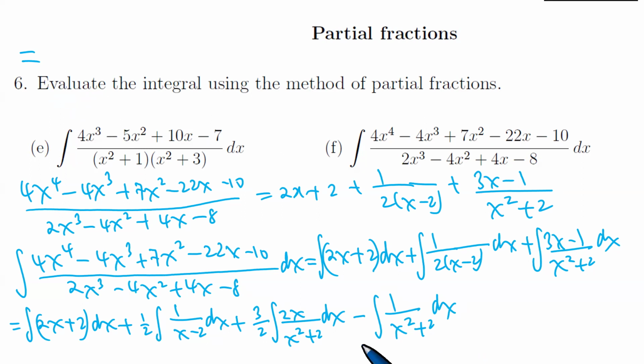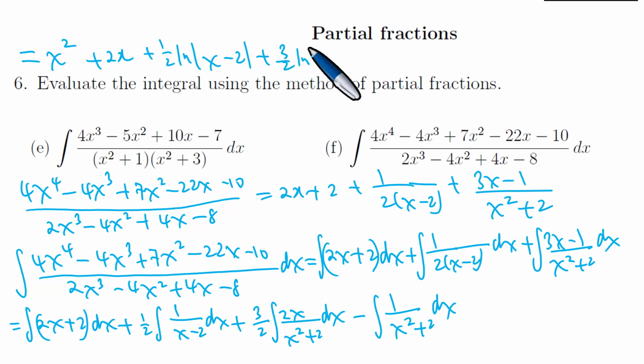What we then need to do is find the integral of the 2x squared. So the integral of the 2x squared is just going to be x squared. The integral of 2 is going to be 2x. This one is going to be the ln of x minus 2. Three over 2, the ln of the denominator, x squared plus 2.